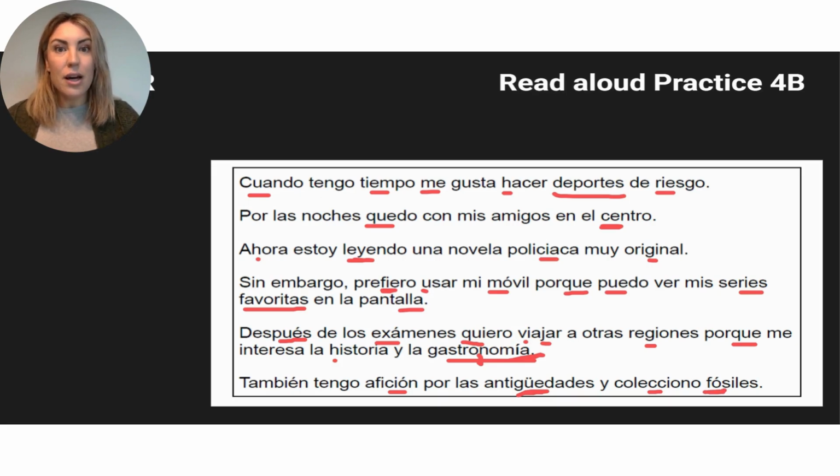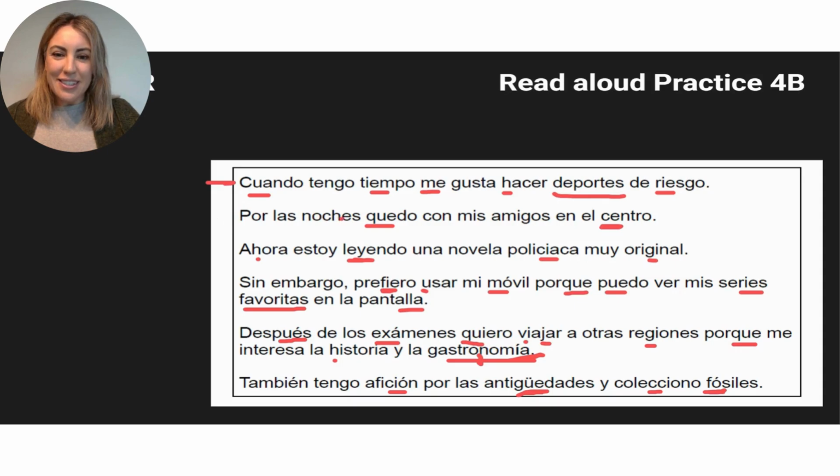Okay, ready to read with me? I will translate as we go. So that's also good for vocab revision. Right, start with this one. Cuando tengo tiempo, me gusta hacer deportes de riesgo. When I have the time, I like to do, what are they called? Deportes de riesgo. What are they called? Adventure sports. See? Native speaker brain break.